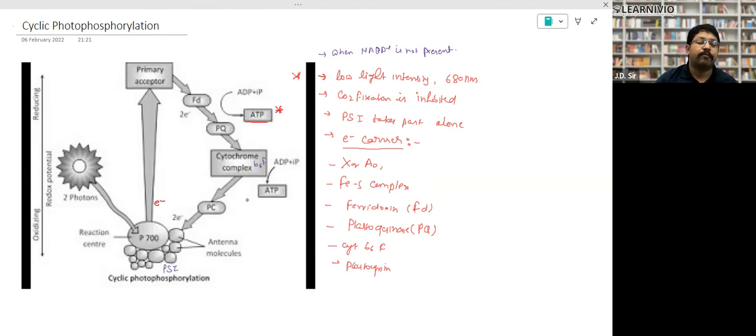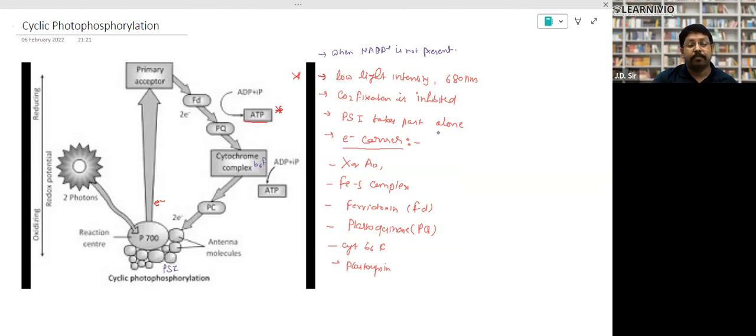So this is called cyclic photophosphorylation. Cyclic because the electron came back to its original state. Then why phosphorylation? Because the formation of ATP is taking place. What is the speciality? When will it take place? When NADP+ is not present, low light intensity, carbon dioxide fixation inhibited. PS1 only takes part in this reaction.